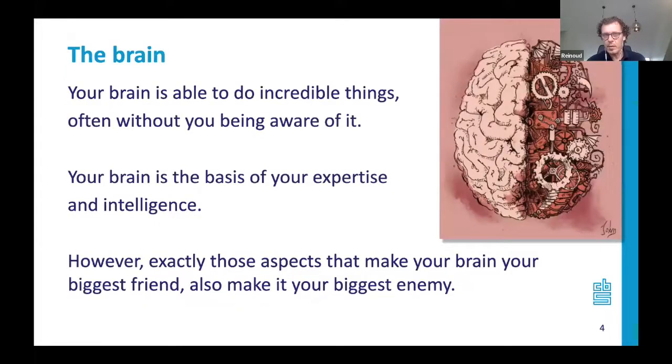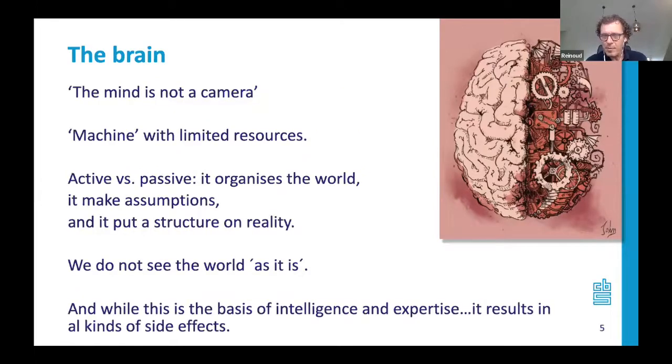And why is that? Well, very briefly, your brain is able to do incredible things, often without you being aware of it. Your brain is the basis of your expertise and intelligence. However, exactly those aspects that make your brain your biggest friend also make it your biggest enemy. We often like to believe it, but the mind is not a camera. It is a machine with limited resources. And I like to think of it as always trying to minimize the amount of cognitive energy it likes to spend. If it can take a shortcut, it will.